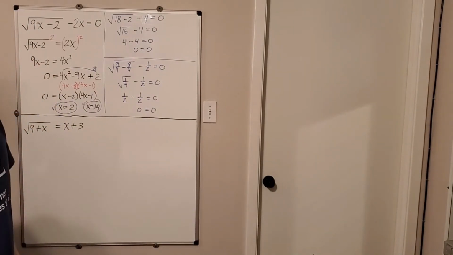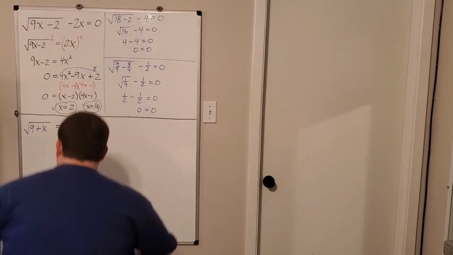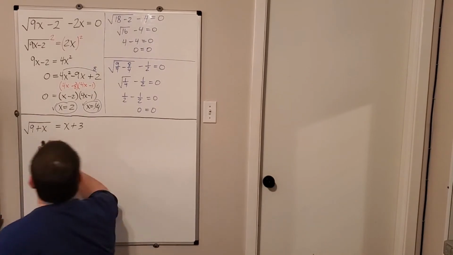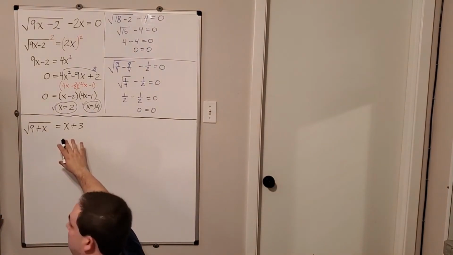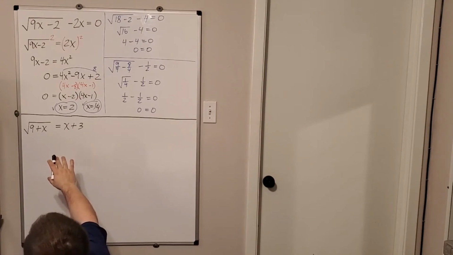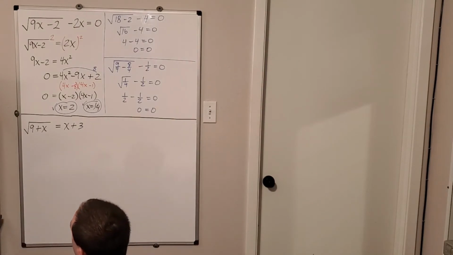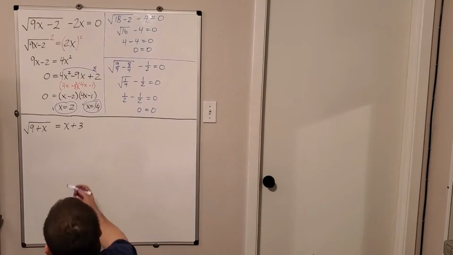Okay, so let's move down to this one. Square root of 9 plus x equals x plus 3. Okay, so I notice my radical is already isolated. I'm going to square both sides.